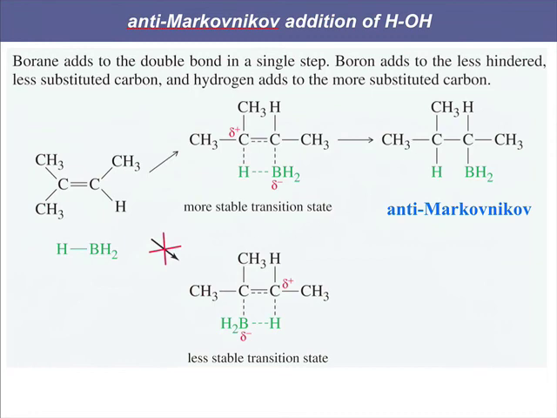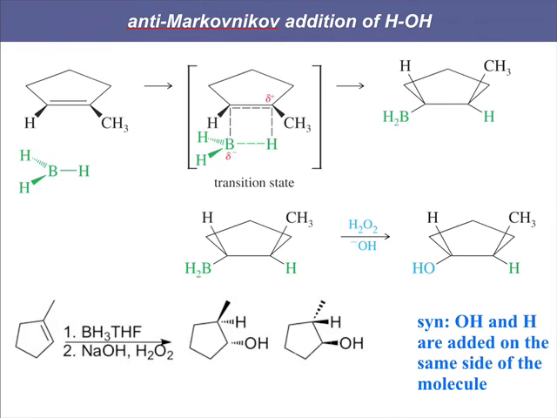Along with that step, not only does that step give us the anti-Markovnikov orientation, it also gives us what we call syn addition. Remember that the pi bond is planar. It's got electron density above the plane of the molecule and below the plane of the molecule. When this BH3 adds, it approaches the alkene from one face, and the B and the H go on simultaneously.